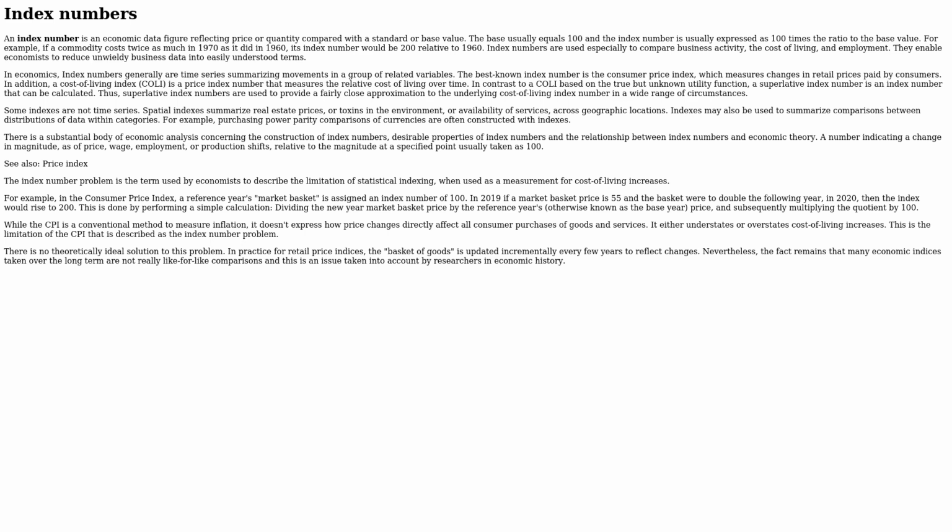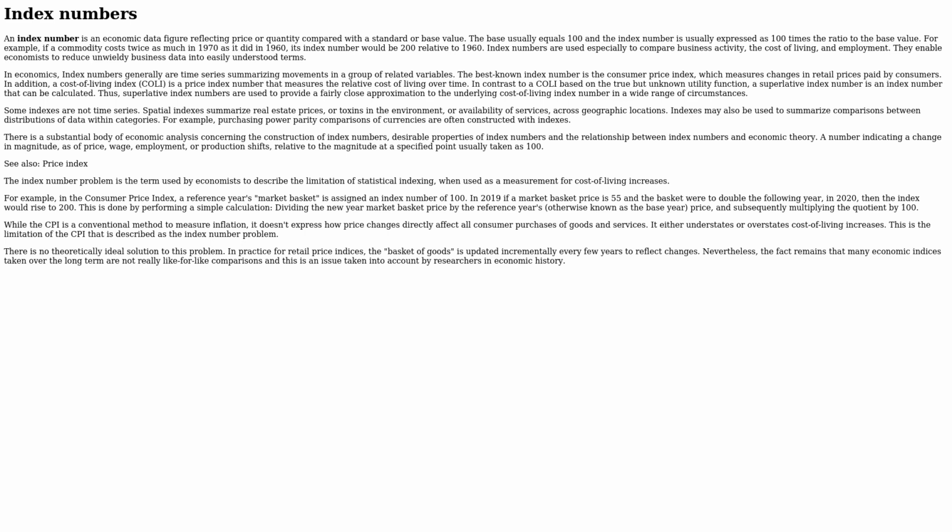Index numbers are used especially to compare business activity, the cost of living, and employment. They enable economists to reduce unwieldy business data into easily understood terms in economics. Index numbers generally are time series summarizing movements in a group of related variables. The best-known index number is the Consumer Price Index, which measures changes in retail prices paid by consumers.